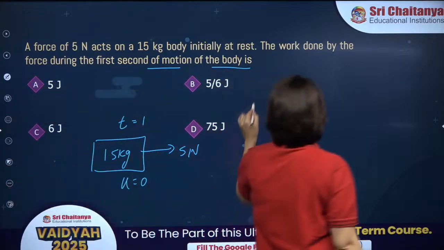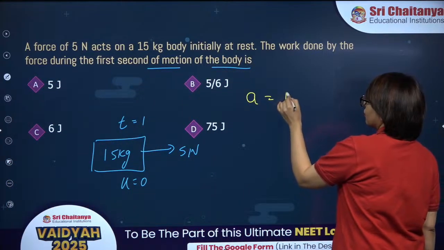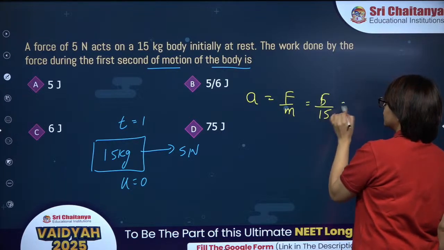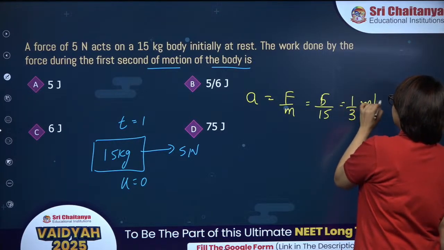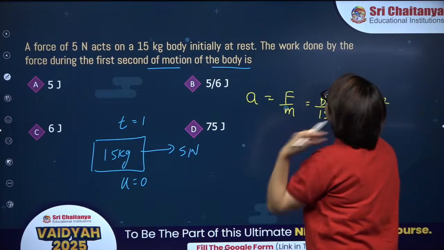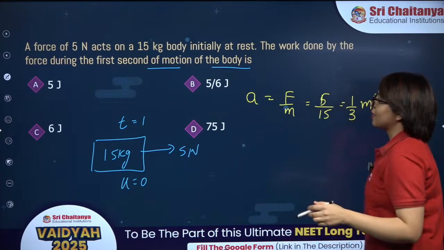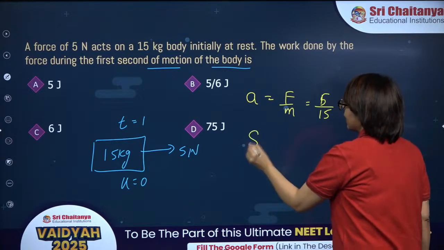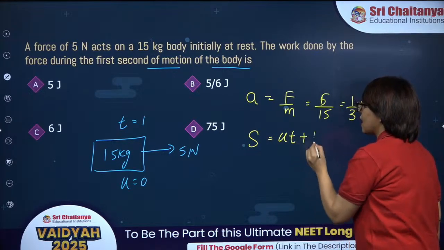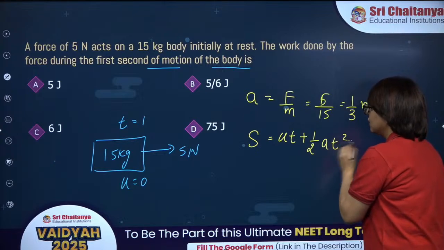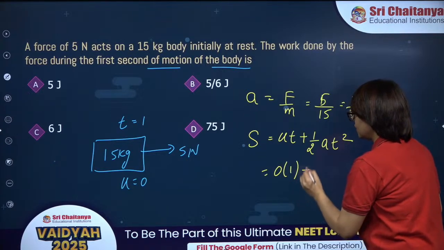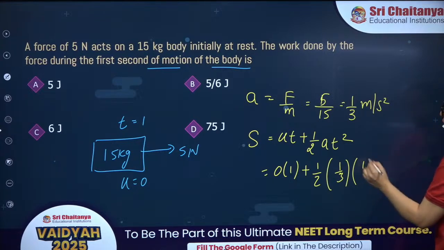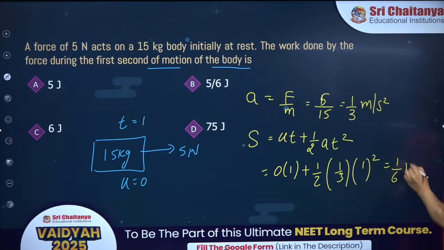Alright, acceleration is force upon mass, which is equal to 5 divided by 15, which is 1 by 3 meter per second square. Okay. Now we have acceleration, we have time, initial velocity. So can we find displacement? S is equal to ut plus half at square. So u is 0, time is 1, plus half a is 1 by 3 into t square is 1 square. So displacement is 1 by 6 meter.